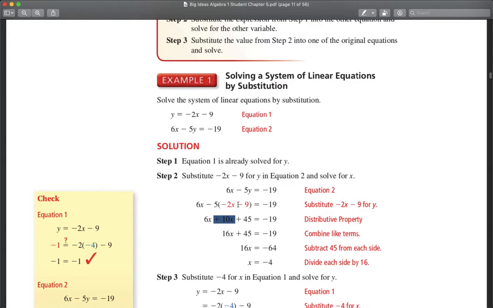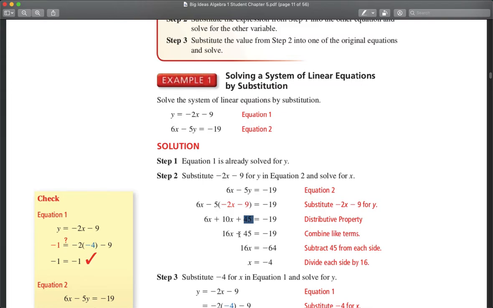Negative 5 times negative 9, a negative times a negative, becomes a positive 45, right? Equals 19. And what we do next is combine like terms that are on the same side. So 6x and 10x, we can combine them to make 16x. We are not going to combine 10x and 45 because, first of all, there's a variable attached to this term, and there's no variable here.